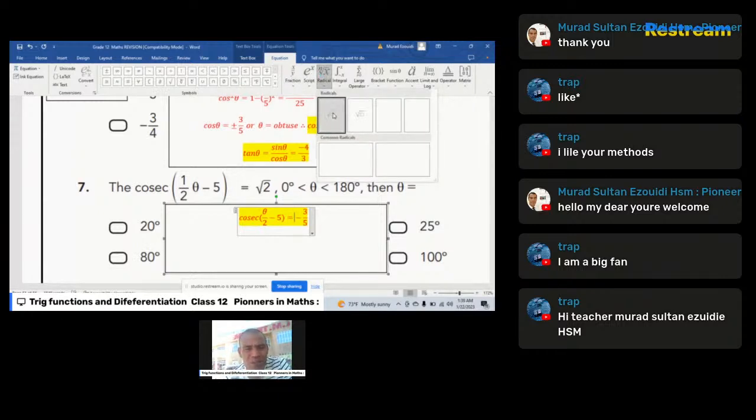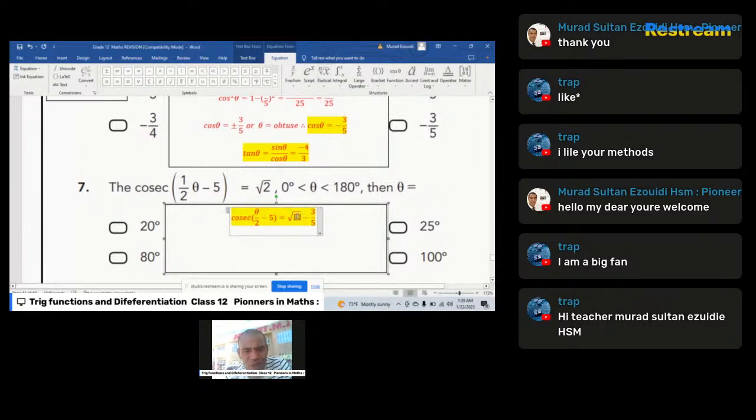The question now, learners, is looking for you to find the angle. If you don't have time to answer this question, you can substitute theta by 20 and check if it gives root of 2. If it doesn't, move to the next one, 80. It will be half of 80, which is 40. 40 minus 5 is 35. And check 1 over sine.